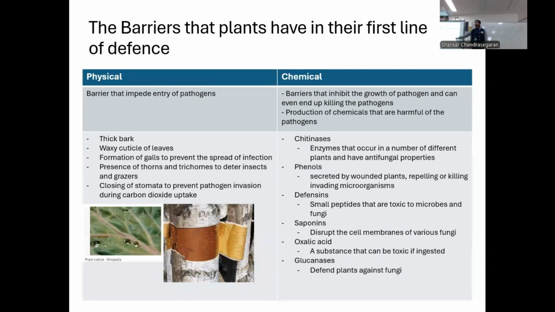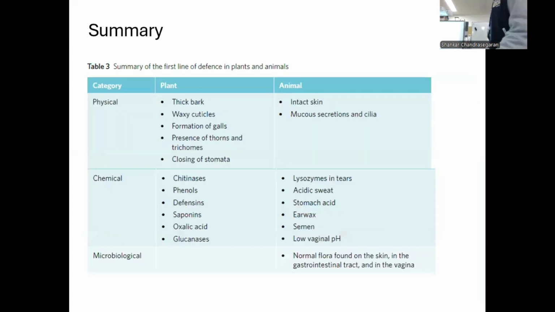Chemical barriers are basically all the chemicals involved that the plants are secreting to ensure that pathogens can't get a foothold on the plant itself. Any questions? That's actually about it.